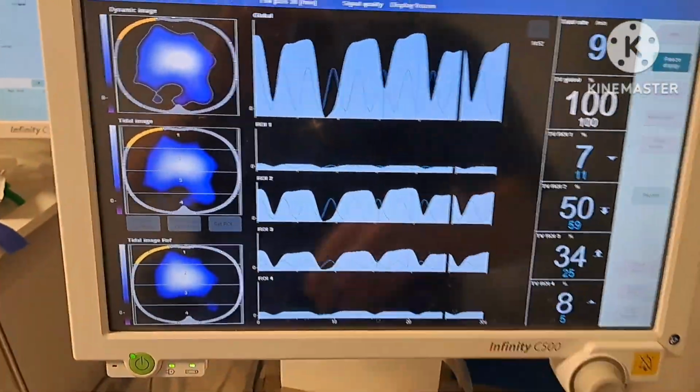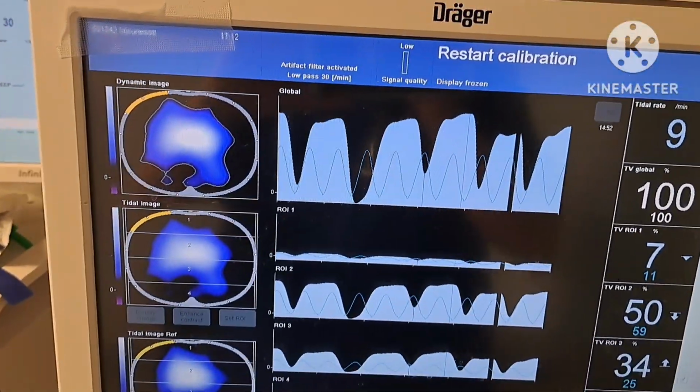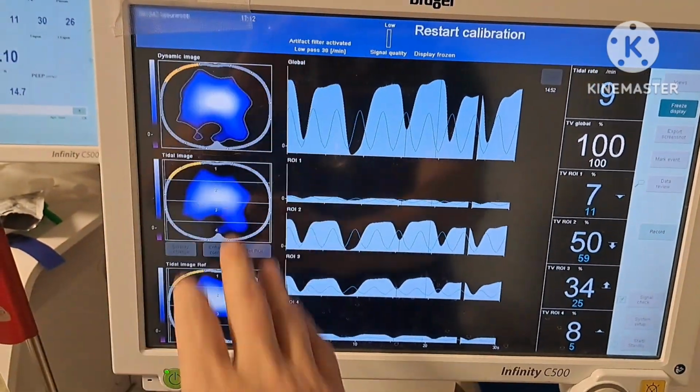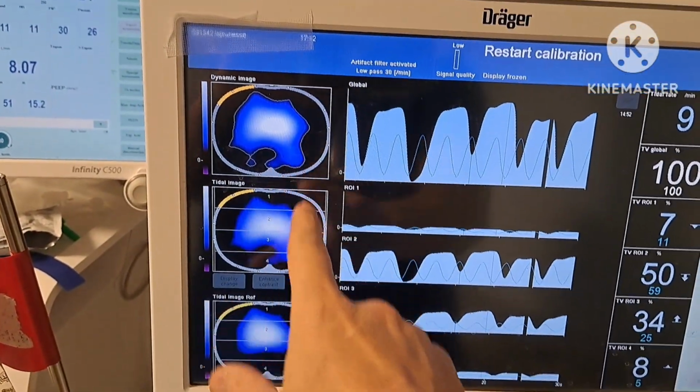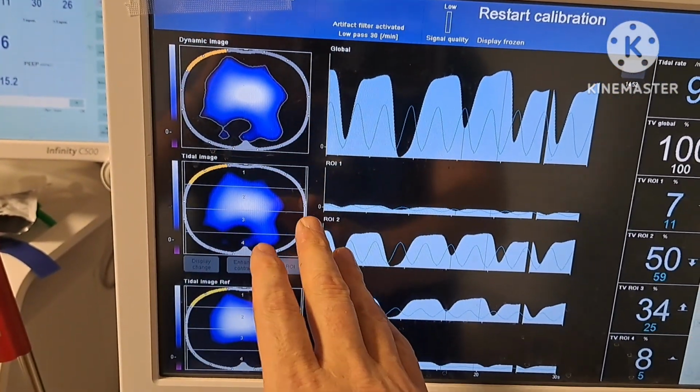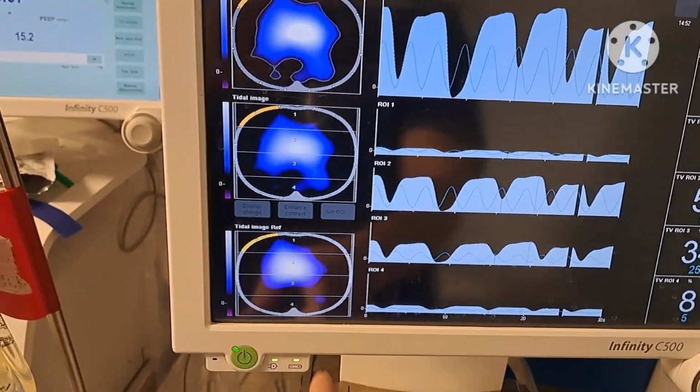Okay, so finally the jury's out. This patient needs to stay, at least for now, at 30. Anytime I try and go to 28 with the P high, it closes up.